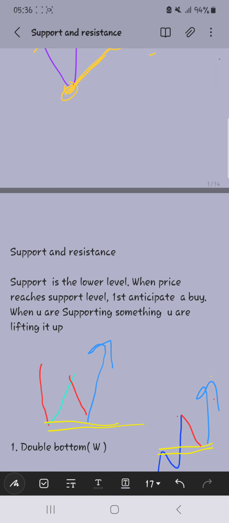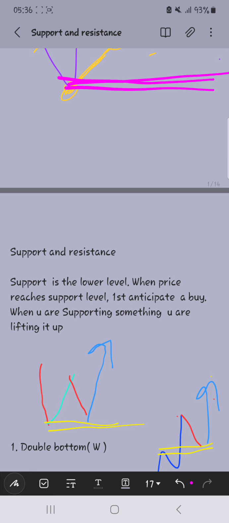When our point of interest is horizontal like this, that's what I want to call a support area. You might want to call it a supply zone or demand zone, but those are a little bit deeper. If you want me to teach more about that, just comment in the comment section again. But basically, what you want to know is that support and resistance are just these horizontal levels.